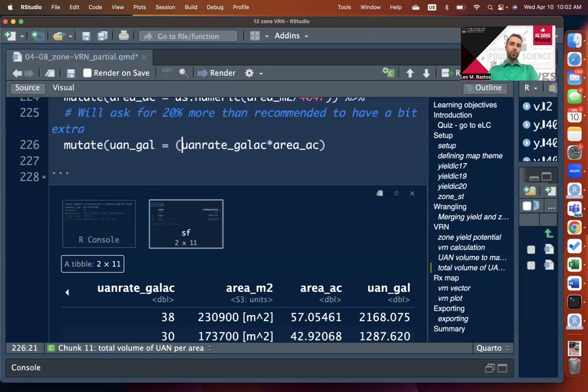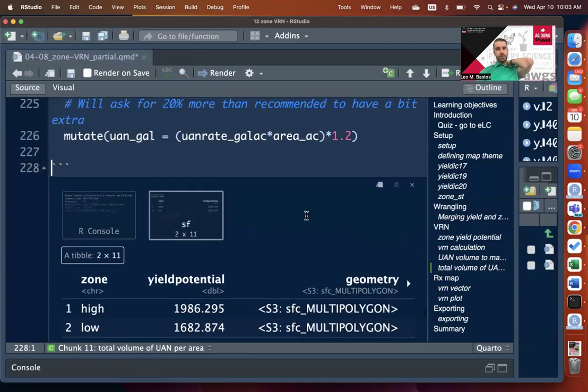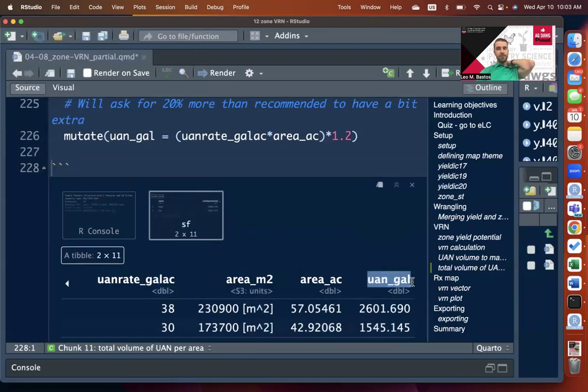So we always want to have a little bit of a buffer there. So I just want to wrap this around parentheses and multiply that by 1.2. And then remember to close the last parentheses again. So this is just going to give us 20% more of what we would need to apply to the field. So we have that little bit extra buffer. If you run this and you inspect your last column, those are how many gallons you would need for each one of the zones.